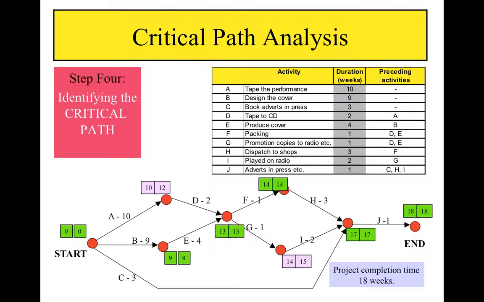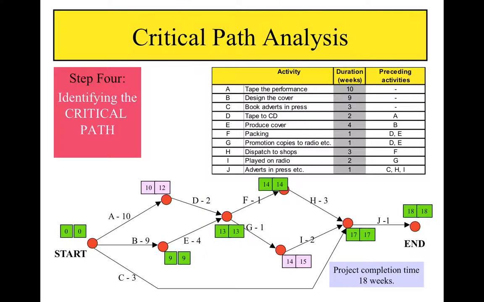This means that activity D could start as early as 10 weeks, but it could still start as late as 12 weeks without delaying the entire project. There is 2 weeks spare time or float. Similarly, it would be possible to start activity I as early as 14 weeks, but it's not necessary to start it until 15 weeks for the project to be completed on time.